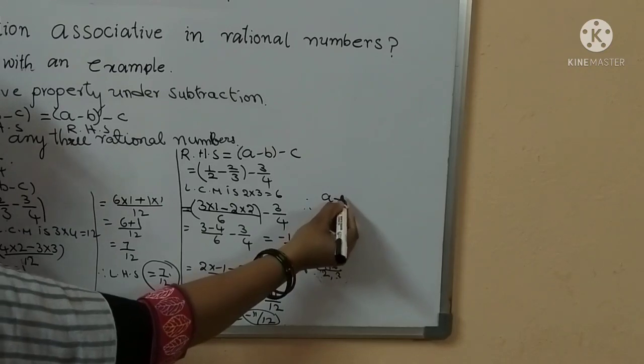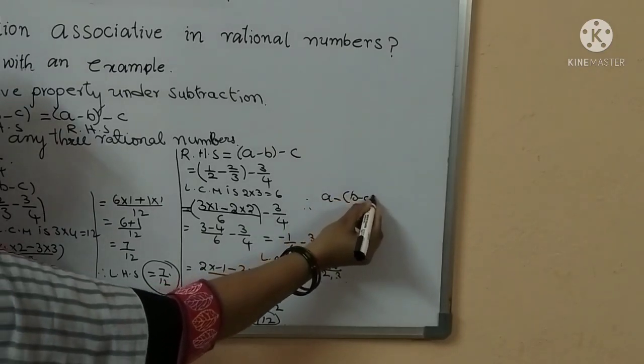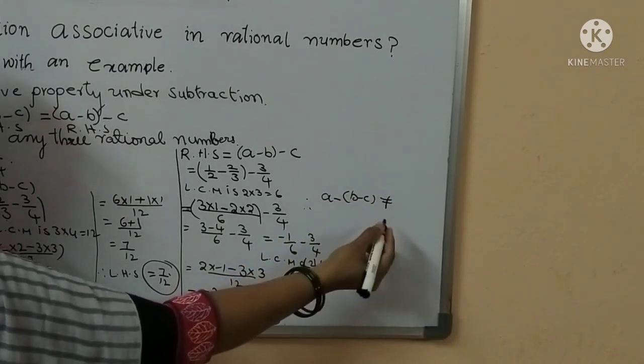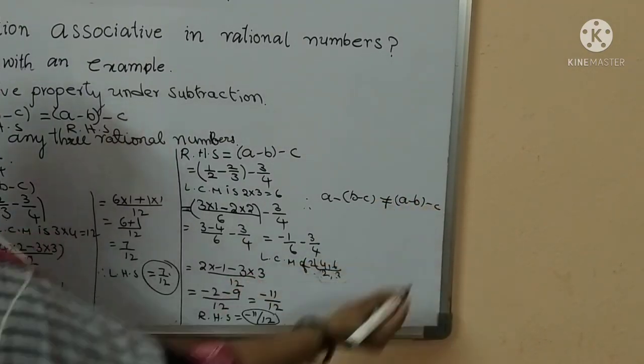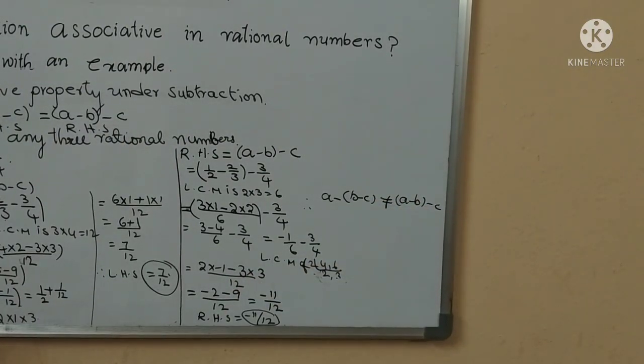So finally what we observe, students: (A minus B) minus C is not equal to A minus (B minus C). Understand here? LHS is not equal to RHS. Already we proved that the associative property under subtraction is not possible. So here also not possible. Understand? Okay, right.